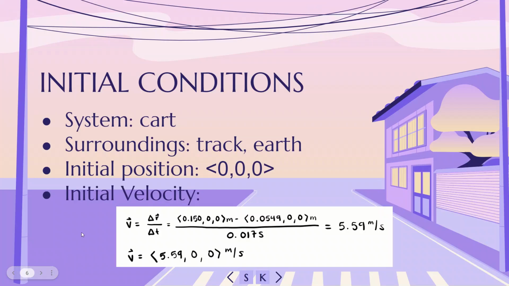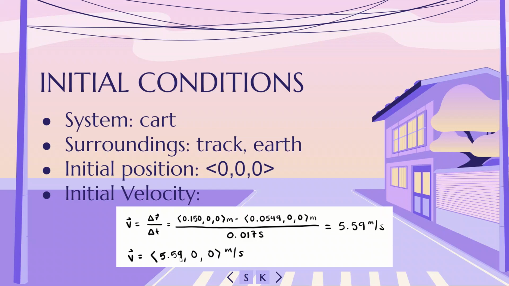Some initial conditions that were determined included the cart as the system and the surroundings as the track and the earth. The initial position was set so that the axes put the cart at the origin, and the initial velocity was calculated using the first two data points from Tracker, seen in this formula right here, where velocity is calculated as the change in position over the change in time. The positions on the x-axis were used, and the change in time was 0.017 seconds, resulting in a final velocity of 5.59 meters per second.